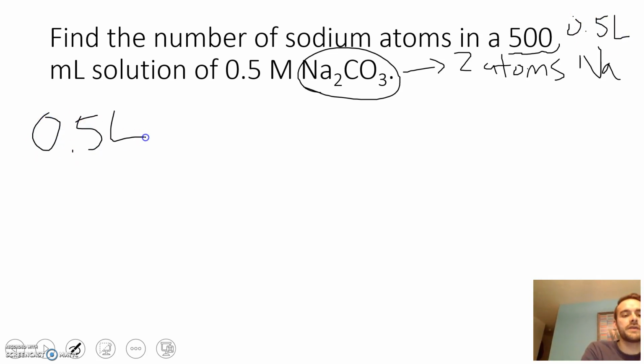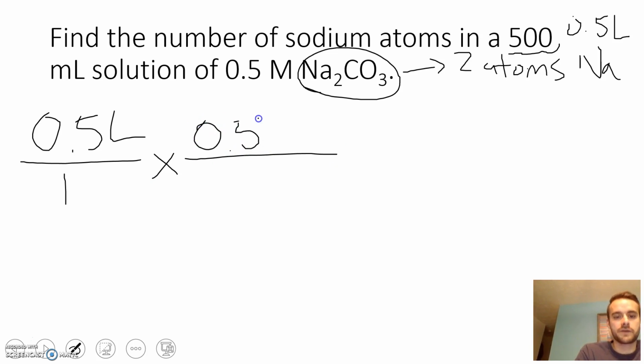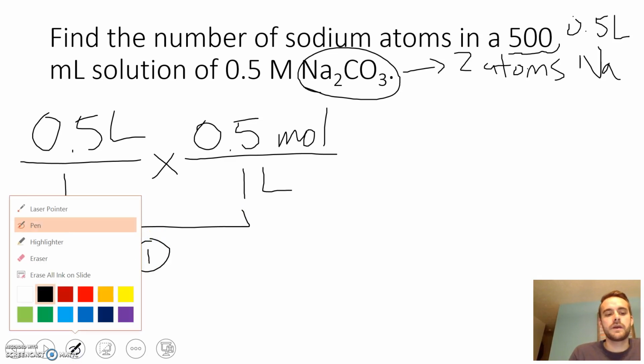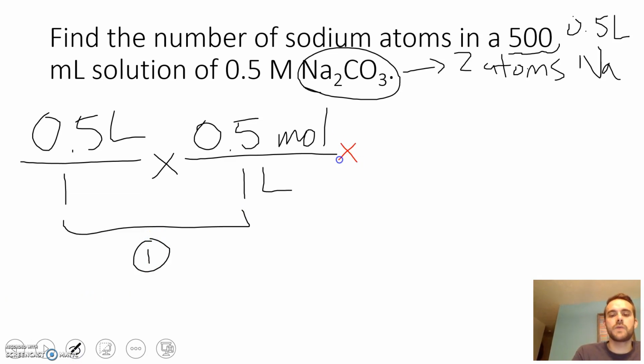So 0.5 liters, always start with the thing that only has 1 unit, like just liters. Put that over 1. Then I'm going to multiply by my conversion factor, and I can leave it as it is, 0.5 moles over 1 liter. And then I want to convert to molecules. So this would be your first step. Let me change to red. If you wanted, you could put an equal sign as before.